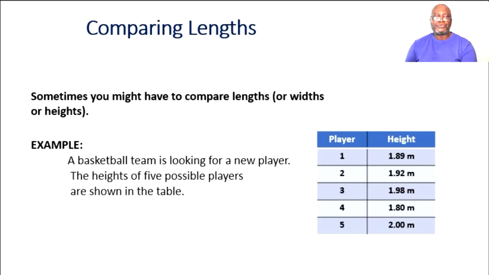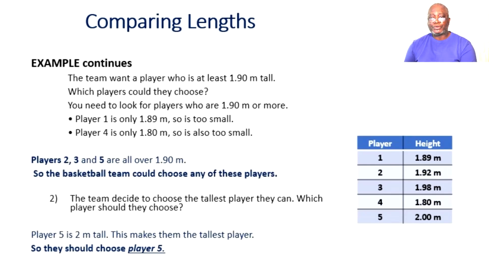Sometimes you might have to change lengths or widths or heights. That is when you want to compare them. Here is an example. A basketball team is looking for a new player. The heights of the 5 possible players are shown on the table, which is on the screen for you to see. So you have player 1, 2, 3, 4, 5.